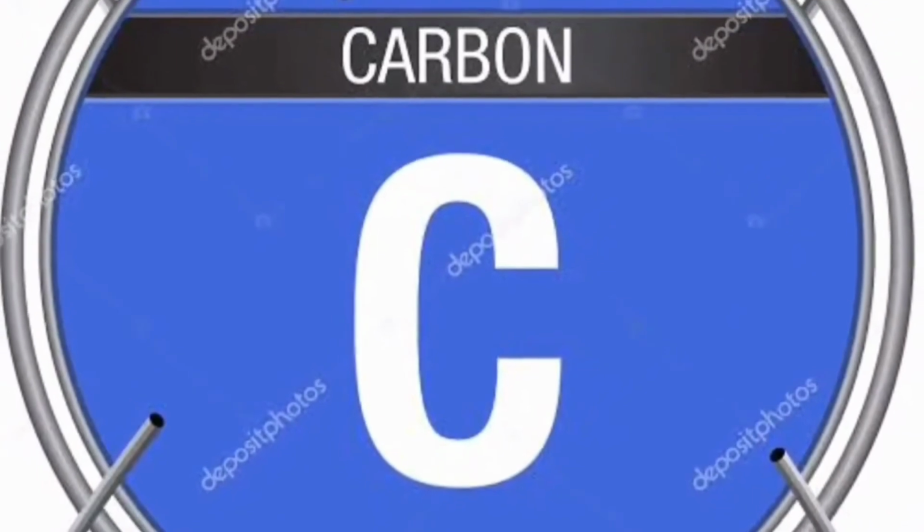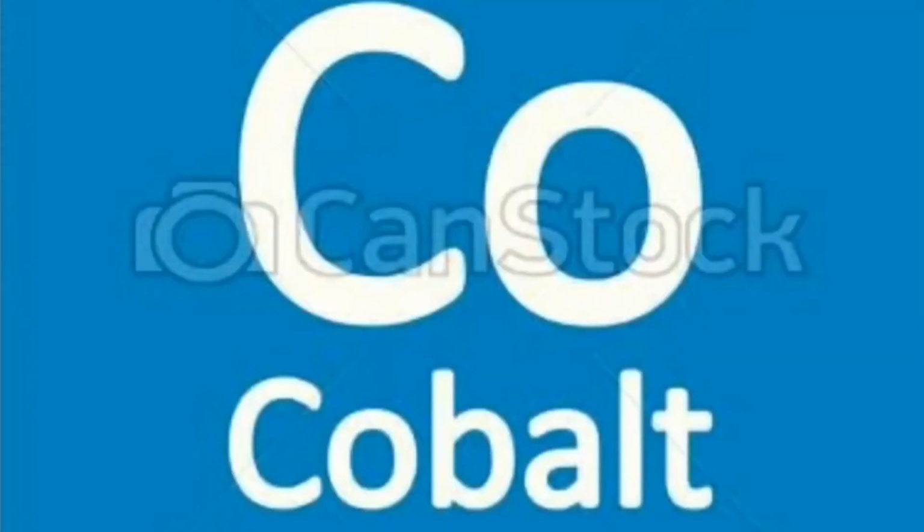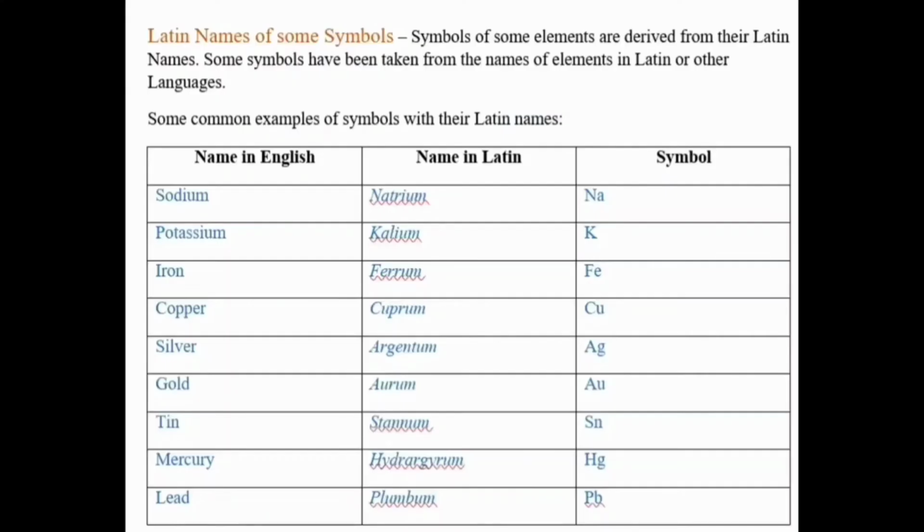Same here, with carbon we write C as the symbol, whereas cobalt, though it starts with C, already had C used for carbon, so we use the symbol Co, C capital, o small. These symbols were given based on their English names.